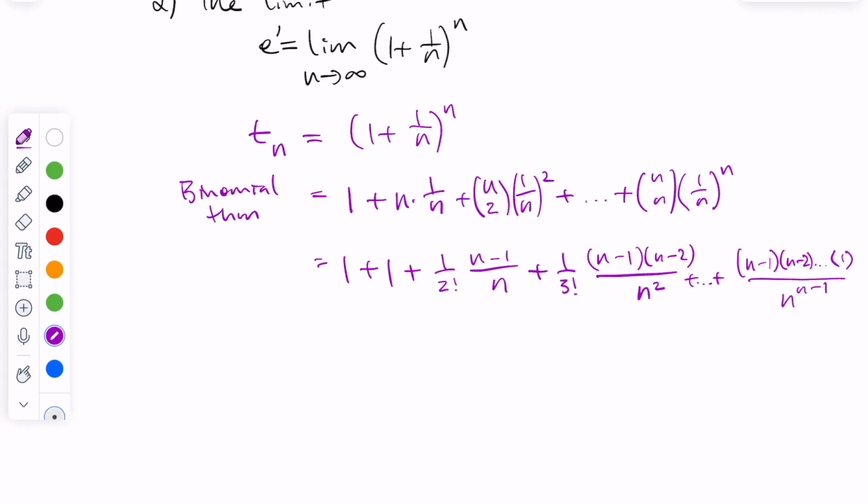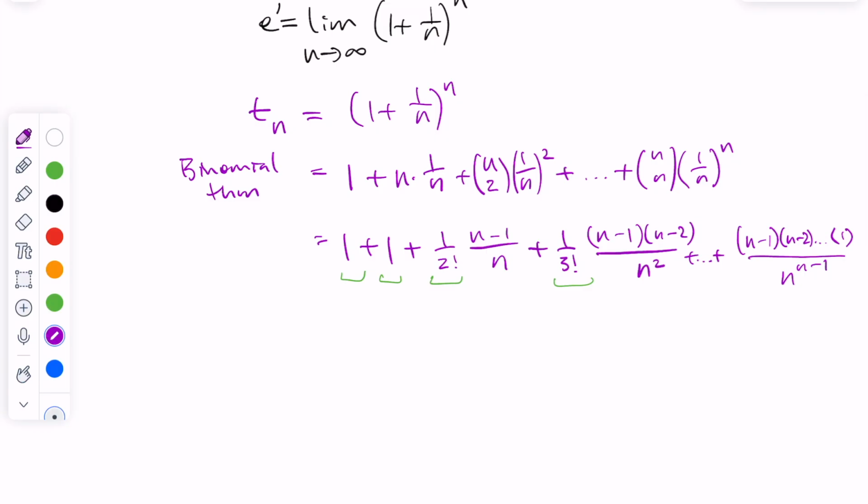Okay, so what's so good about writing it in this way? Firstly, what we see is that this is very close to the expression for e. This is actually very close to the first definition of e. We have all these factorials, reciprocals. And the second thing is that we can see that it's an increasing sequence.